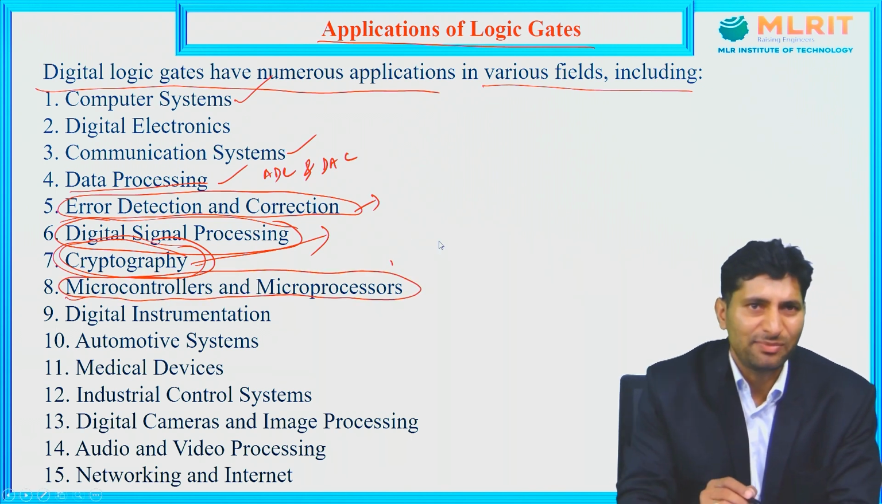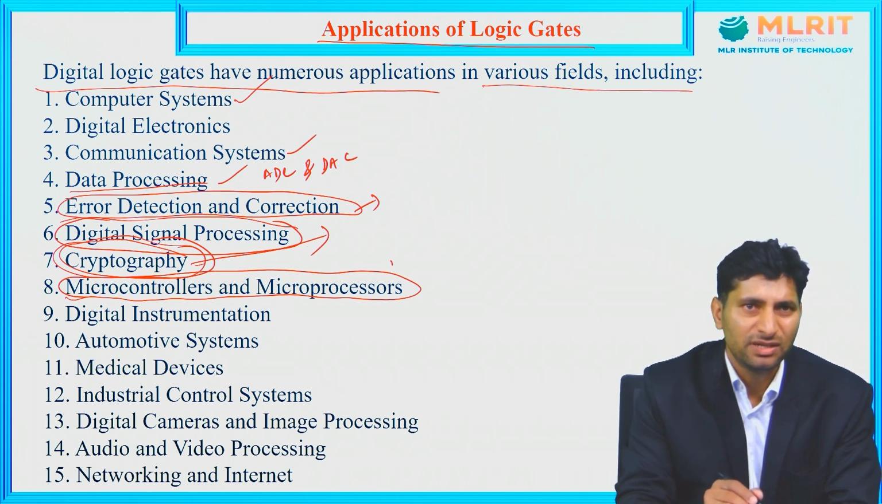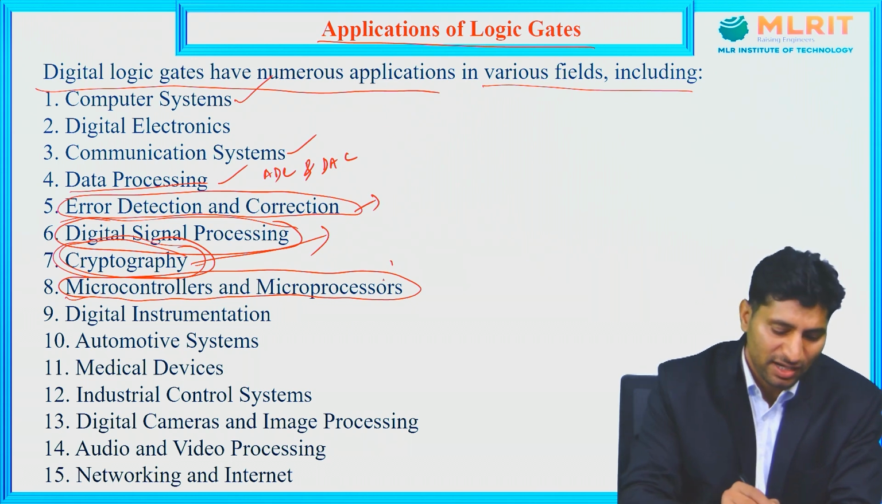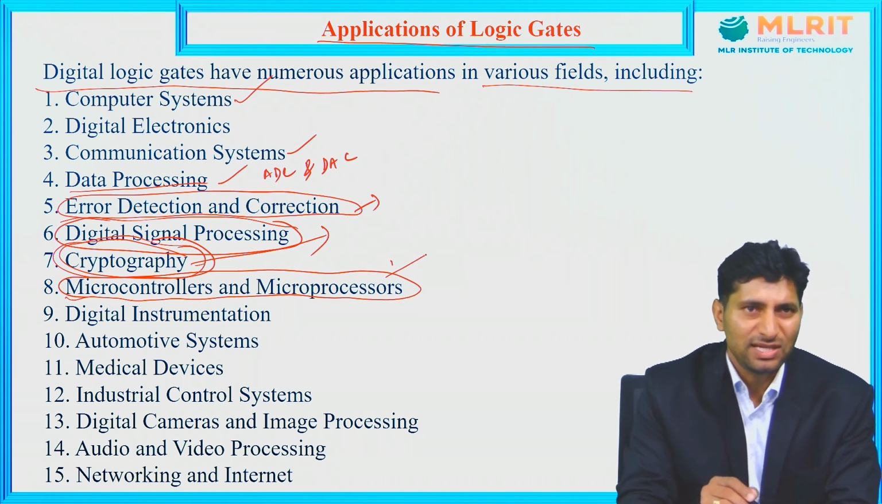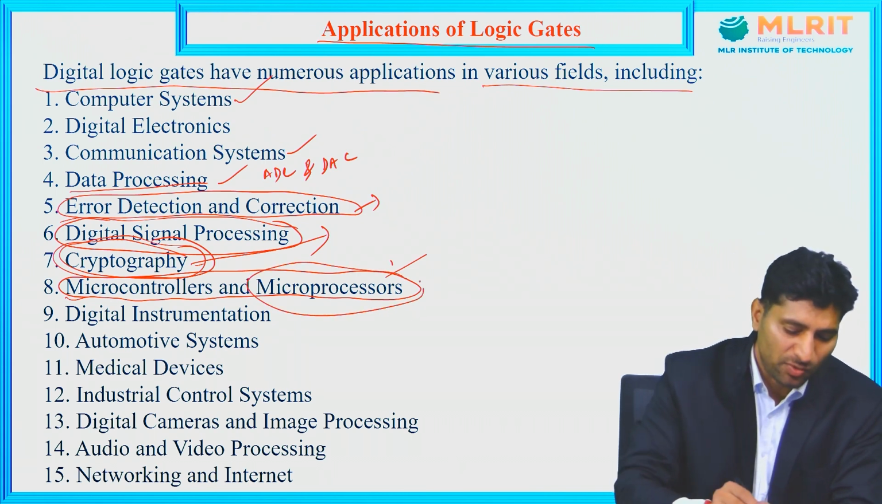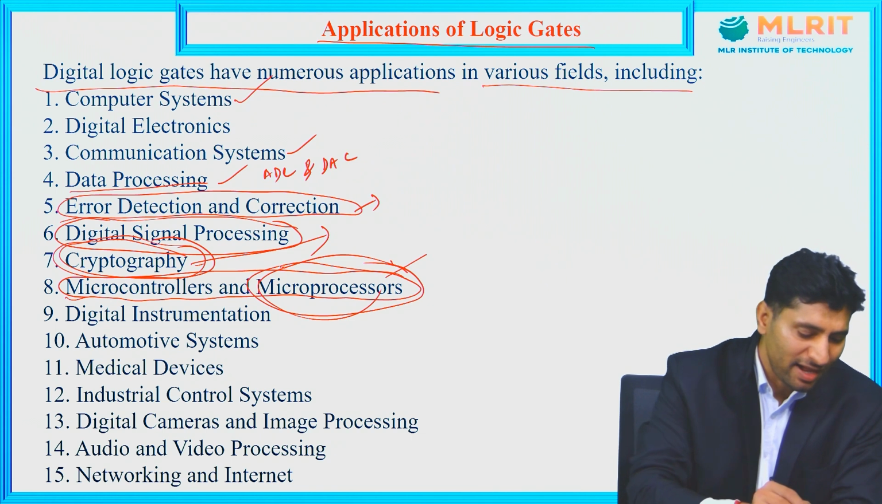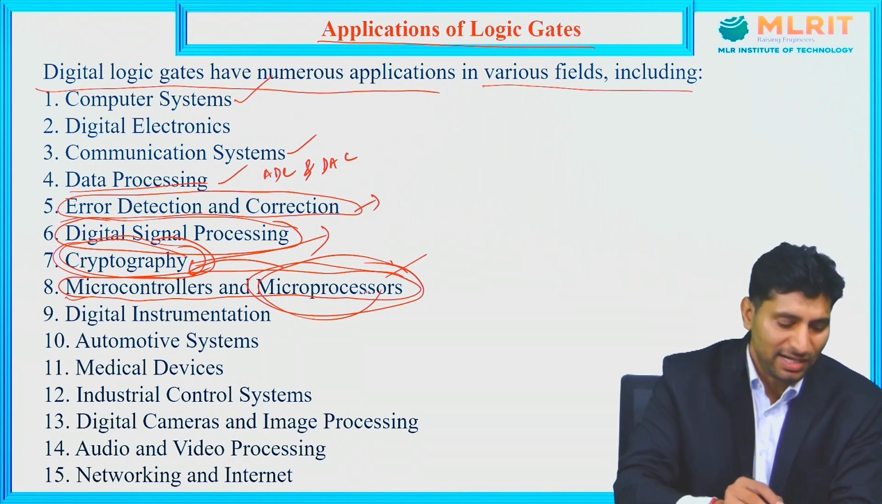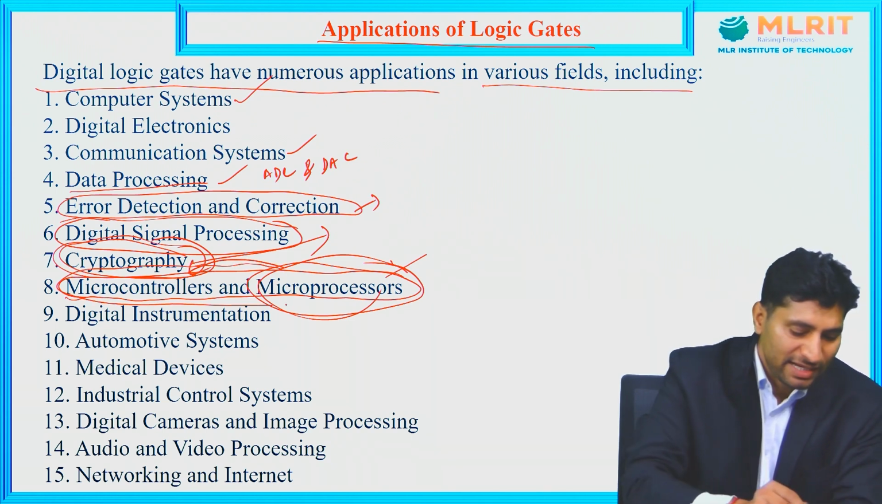Because these microprocessors and microcontrollers are sequential circuits, which are designed with the help of combinational circuits. In that combinational circuit, I can use logic gates. So using logic gates, I can obtain combinational circuits. Using combinational circuits, I can obtain sequential circuits. Sequential circuits are nothing but my IC, that is the microprocessor. Using this microprocessor, I can design a microcontroller. So indirectly, I can use logic gates in the applications of microprocessor and microcontroller designing.